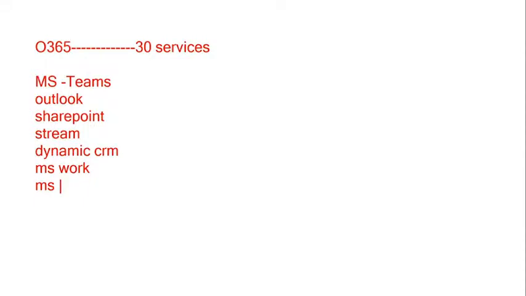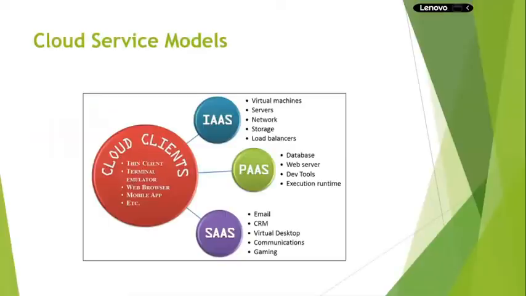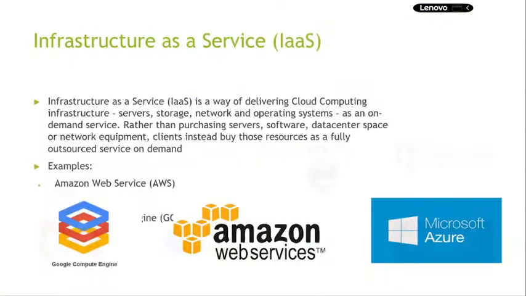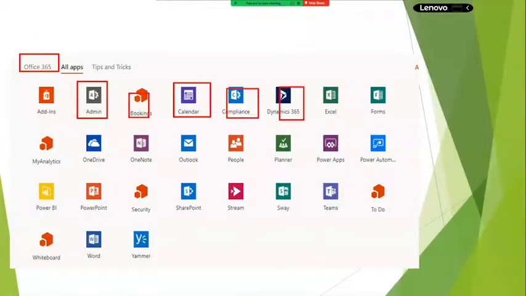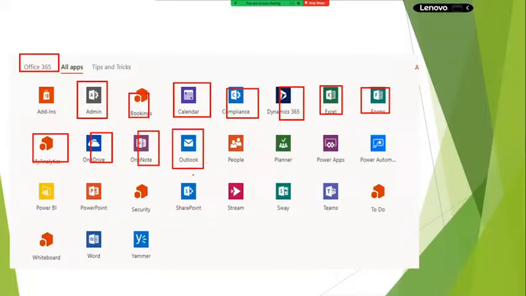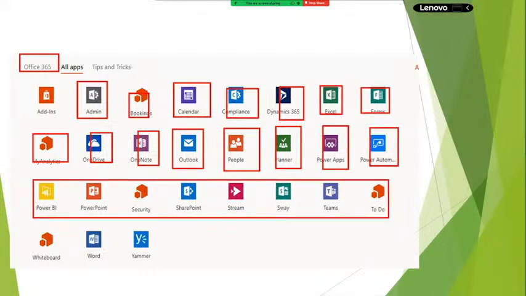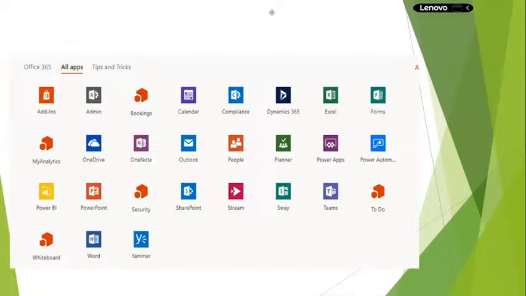Okay, this is what Software as a Service is. See guys, these are the components provided by Office 365: Admin, Bookings, Calendar, Dynamics, Excel, Forms, Analytics, OneDrive, OneNote, Outlook, People, Planner, Power Apps, Power Automate, Power BI. All these things are managed by Microsoft. You need not worry about managing these things. This is about Software as a Service.